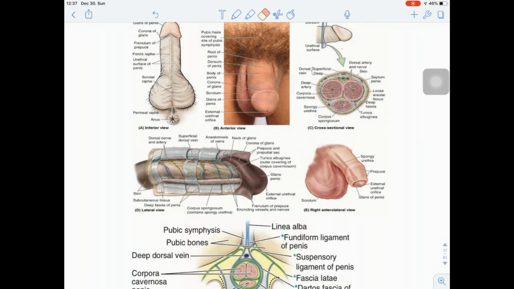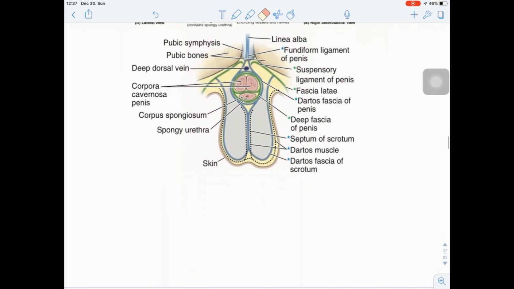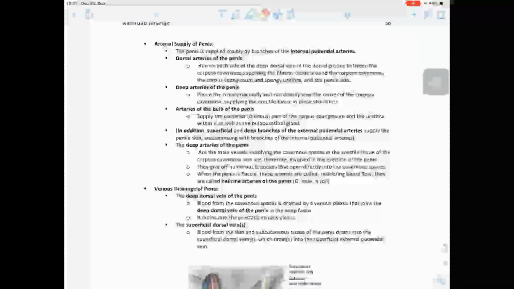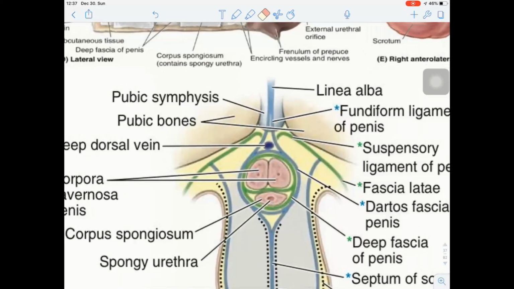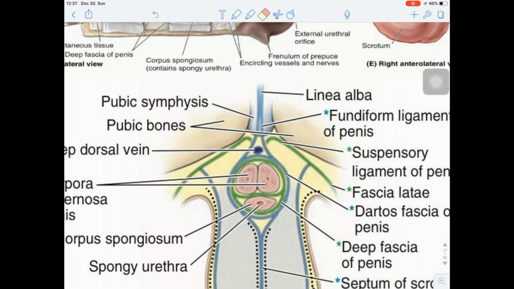That's it. In the meantime, we talked about the blood supply and nerve supply of the penis as well. So it's quite an easy one. Nothing much. By the way, we also talked about the suspensory ligament of the penis, from the pubic symphysis toward the dorsal side of the root of the penis. And there is one more ligament.